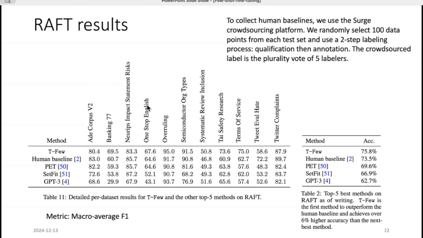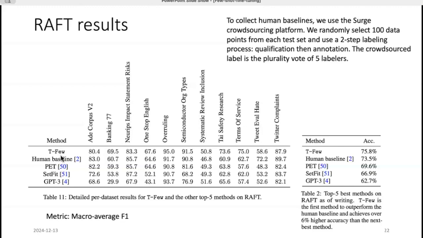It's not from this paper, but a human baseline is established for this RAFT benchmark. Basically, they just do crowdsourcing and then they take the majority vote of 5 labelers as the ground truth. And then they use the ground truth labels to evaluate the human labelers individually. And then you get your human baselines over here.